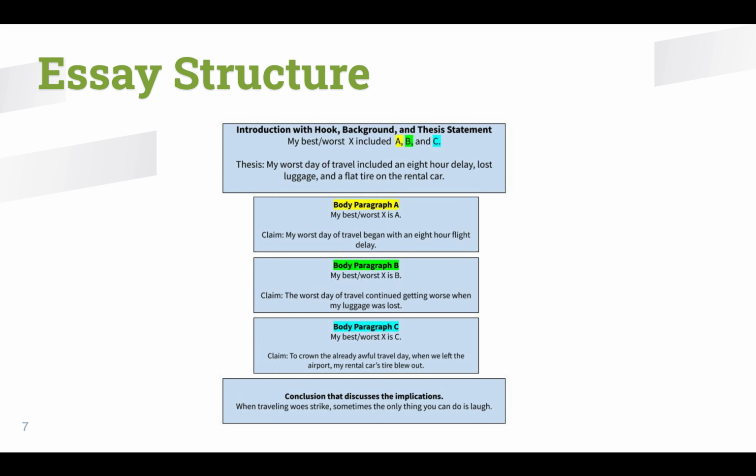Claim: my worst day of travel began with an 8-hour flight delay. Notice above the thesis statement, the very first category is an 8-hour delay. Then everything in body paragraph A is going to be about the flight delay, how it made me feel, how it occurred, what the people around me might have been doing, what caused the delay. All of those things are going to go in paragraph A.